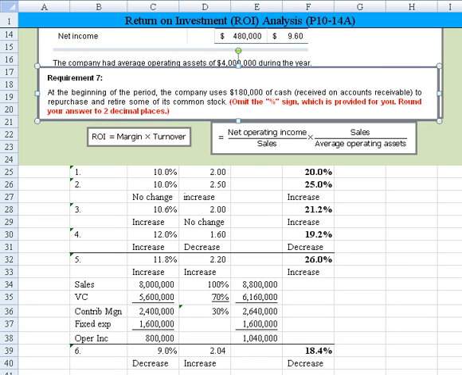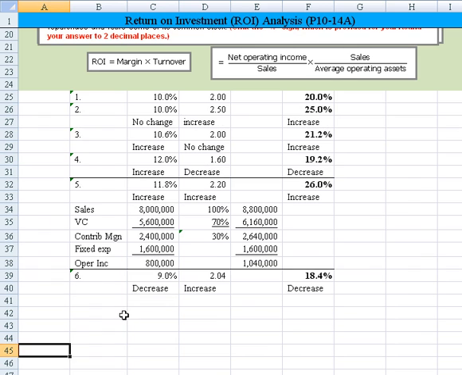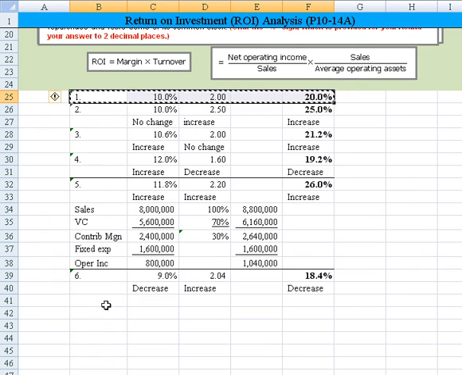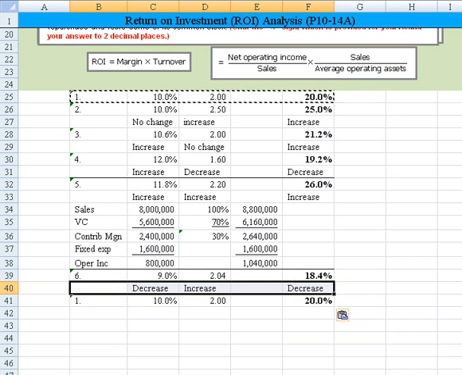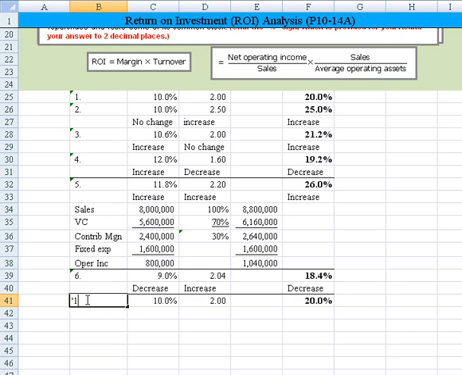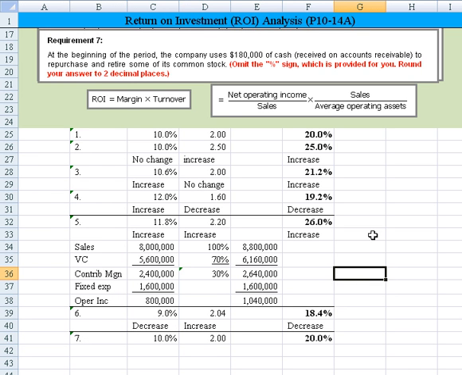Number 7 says at the beginning of the period, the company used $180,000 of cash to repurchase and retire some of its common stock. Okay, let's slide so we've got some room. We'll copy this here. I'll draw the line again just so we can see that we're working on number 7 here. And we'll take a look at what happens. Given the transaction here, let me slide back up. The company uses $180,000 of cash to reduce common stock.